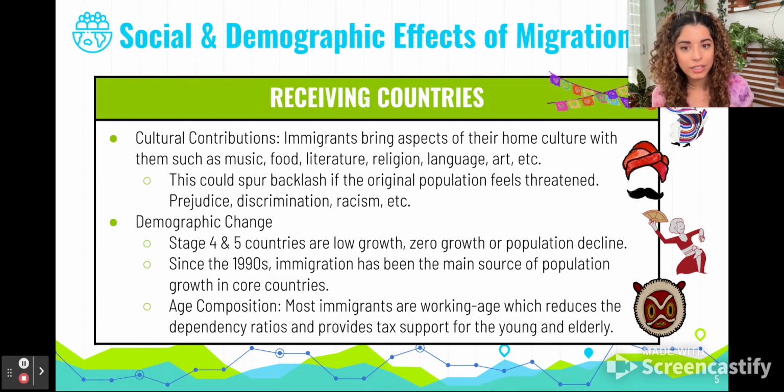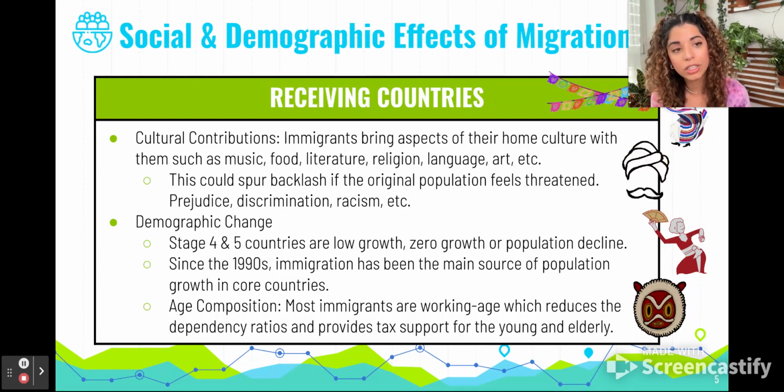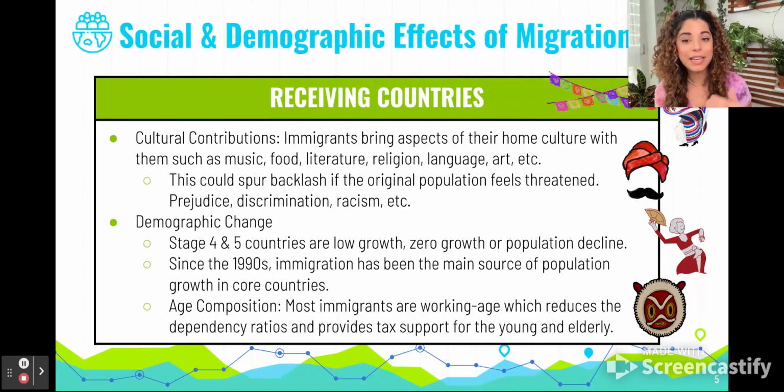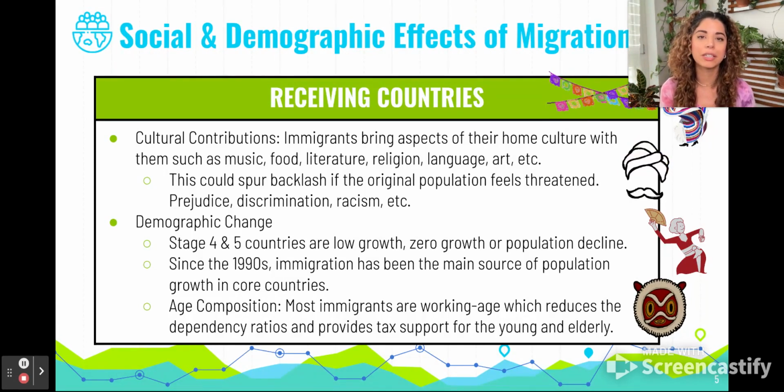Then we have demographic change. For countries that are in stage 4 and 5 of the demographic transition model, these are low growth, zero growth, or populations that are in decline. Since the 90s, immigration has been the main source of population growth in core countries. So in these developed countries, immigrants can help contribute to the taxes that are paid through your income. When we've talked about the elderly dependency ratio, this is one thing that can help with that issue. And then age composition. Most immigrants are working age, so that reduces the dependency ratios and provides tax support for the elderly, but also for the youth.